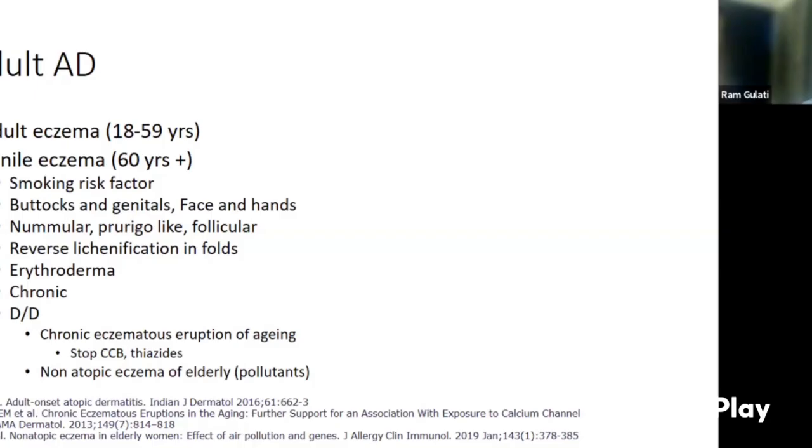And then again, there was a publication by Hulse in 2019 where they found some non-atopic eczema in the elderly woman, and they thought that maybe the pollutants are something. So maybe the fine particulate matter less than 2.5 micron, as Dr. Ramamurthy was saying, may be having some kind of a role to play in these non-atopic eczema of the elderly.